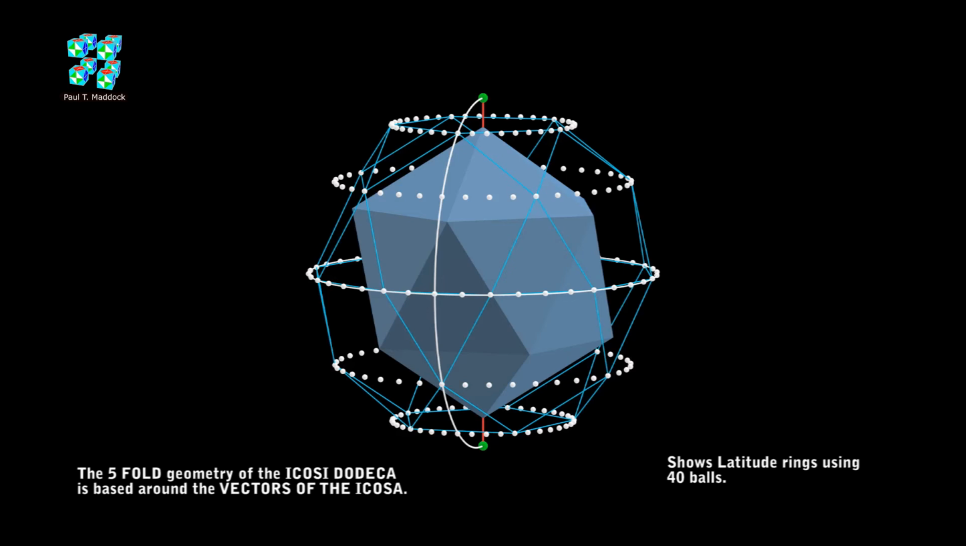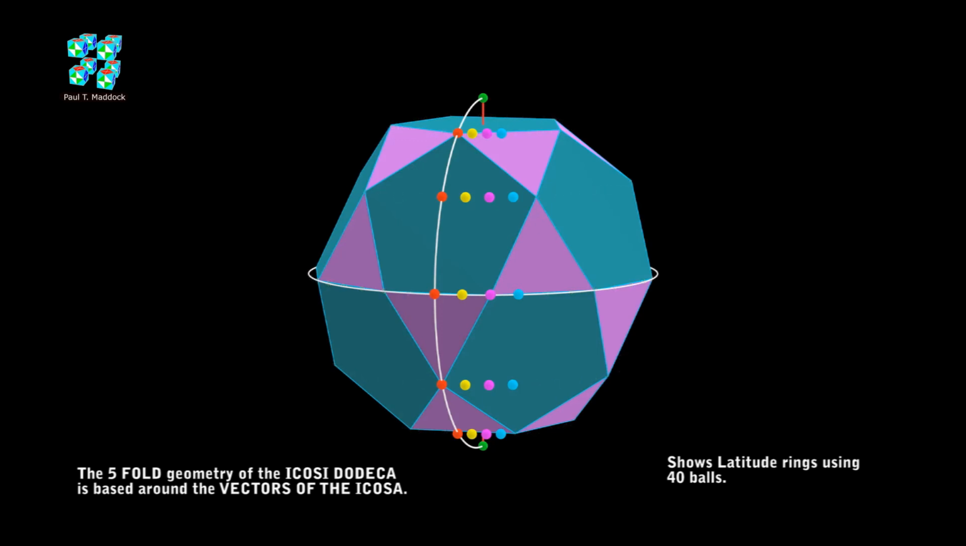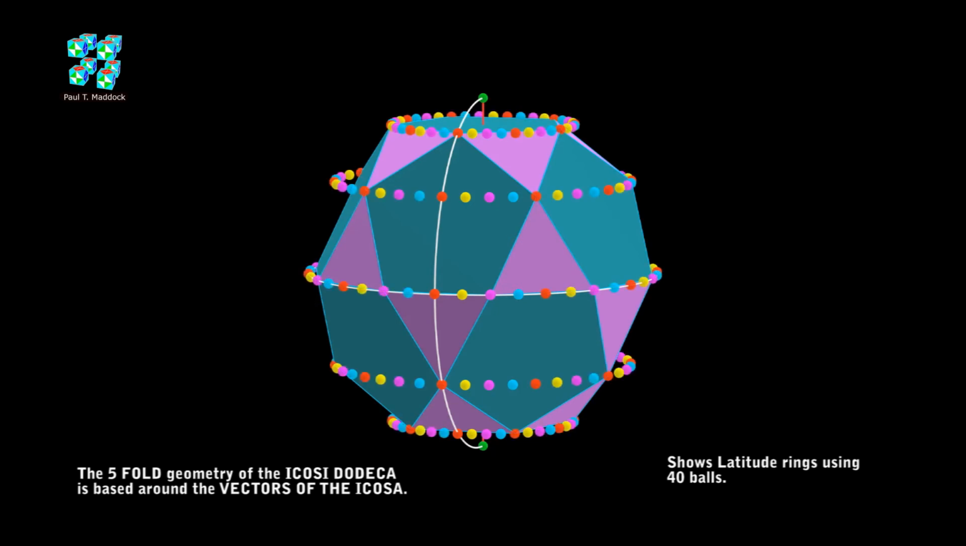Now this 5-fold geometry is based around the vectors of the icosa this time. Now I'll show the colors for the icosidodeca. Now I'm going to add a group of 4 colored balls, just like I showed. And we can hide the white balls. Now I'm going to give those balls a 10 copy array. And now we're going to show the arcs as 10 segments.